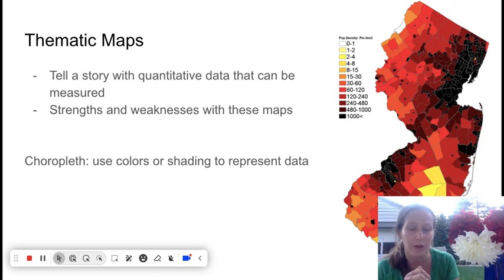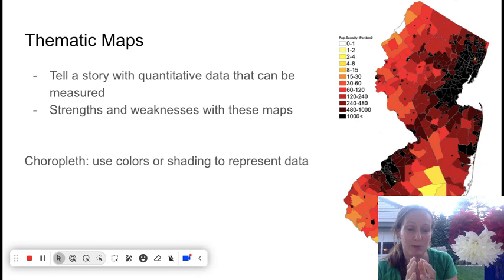So there's several types of thematic maps that we want to familiarize ourselves with. Thematic maps are different than reference maps because they take quantitative data. So just think of data that deals with a number, and it's data that can be measured, right? So it's telling a story through this data. And there's a message. There's something that the creator of this map wants you to analyze or to get. Now, there's strengths and weaknesses of these maps.